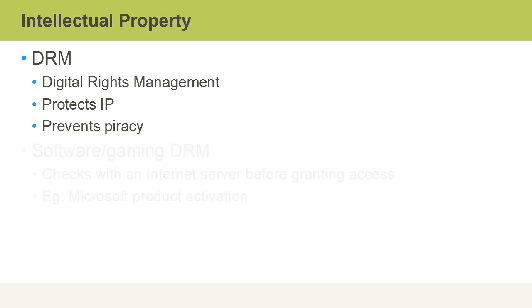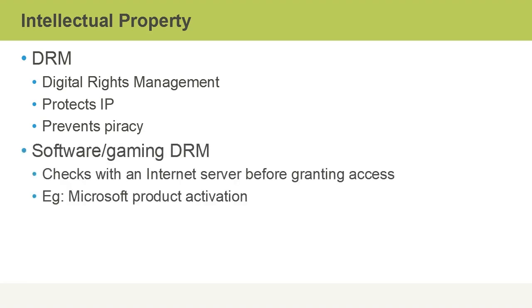Another example would be things like digital watermarks on images or videos to prevent piracy, such as movie screenings. Software and gaming digital rights management often these days checks in with an internet server first before commencing or granting access to the software, or in the case of gaming, before the game will begin.